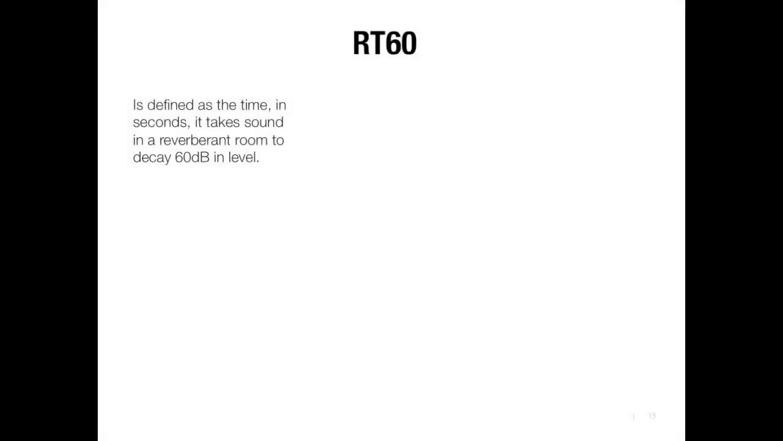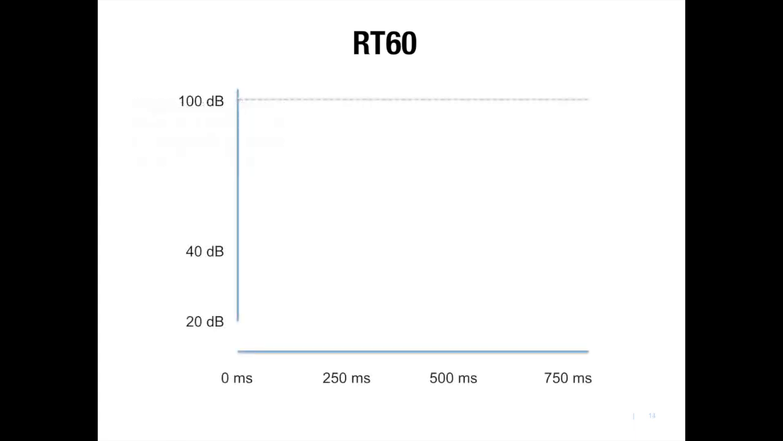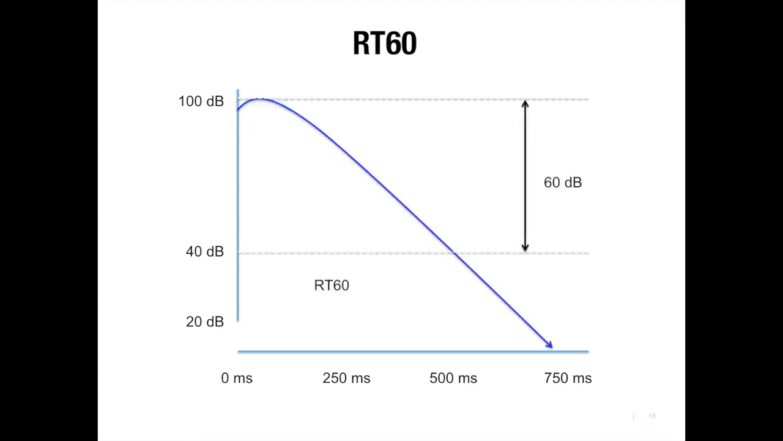Now let's take a look at RT60. RT60 is defined as the time in seconds it takes a sound in a reverberant room to decay 60 dB in level. So, as an oversimplified example, a tom strike consists of a single frequency that peaks at 100 dB. The analyzer mic in the room will pick up the frequency of the tom, and that frequency will decay to 40 dB eventually. The time for the frequency to cross the 40 dB threshold from the initial 100 dB is measured in milliseconds.